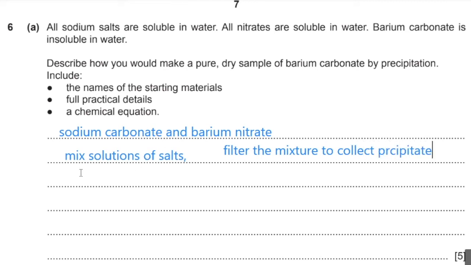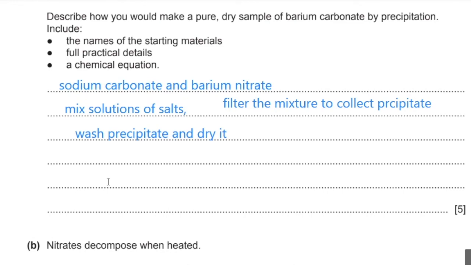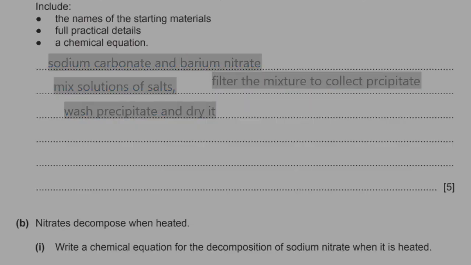Now, once you've collected the precipitate or the final product, you'd have to wash it and then dry it to remove any remaining reactants on the salt. A chemical equation. Alright, so we have the reactants as sodium carbonate as well as barium nitrate, forming barium carbonate.